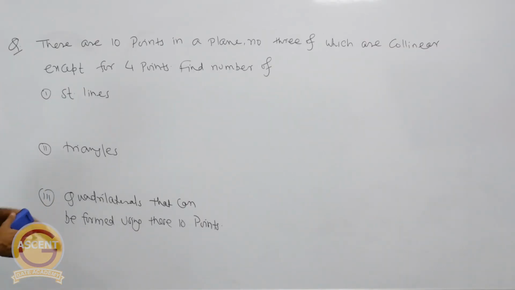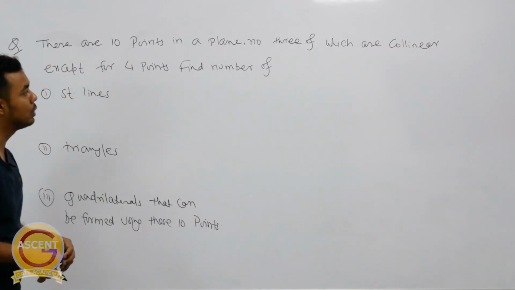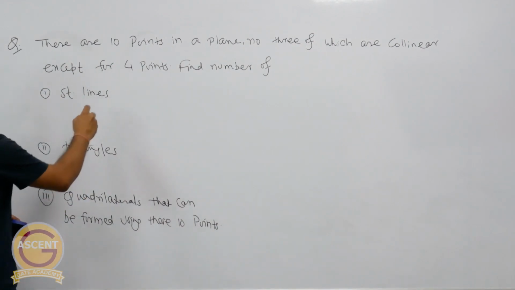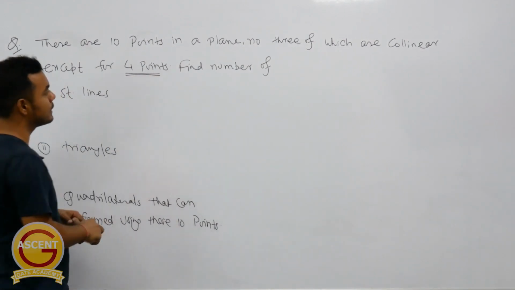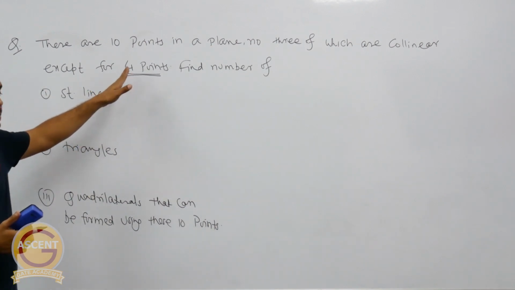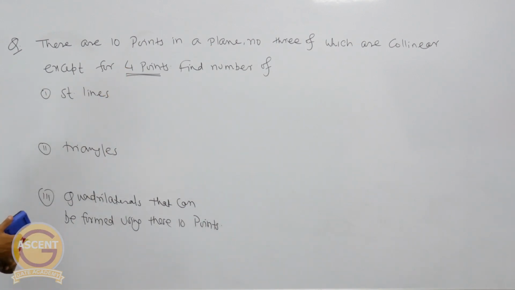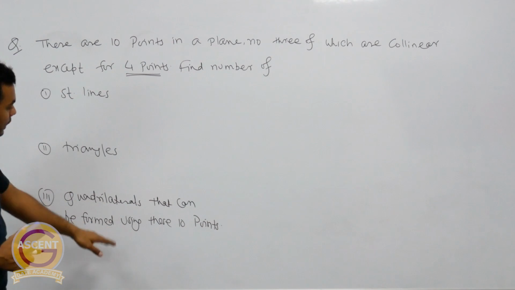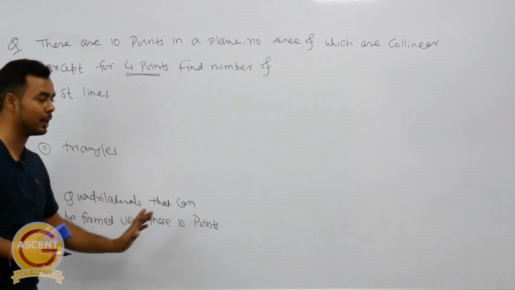Okay, so our next question is: there are 10 points in a plane, no 3 of which are collinear except for 4 points. So this means there are 4 points which are collinear, and out of the remaining 6 points, no 3 are collinear. Now the question is to find the number of, first part, straight lines, second part, triangles, and third part, quadrilaterals that can be formed using these 10 points.